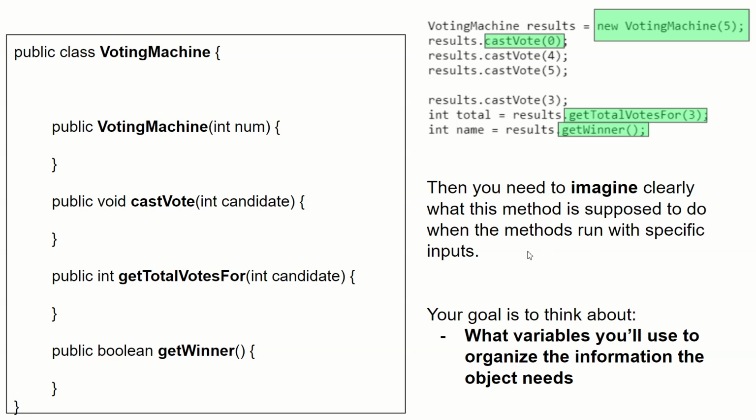So if I'm imagining, as a human being, if I was going to do the things that my object is supposed to do, what information would I need to keep track of? And what would be a good way to organize it? The answers to those questions are going to tell you what variables, what attributes your object needs.